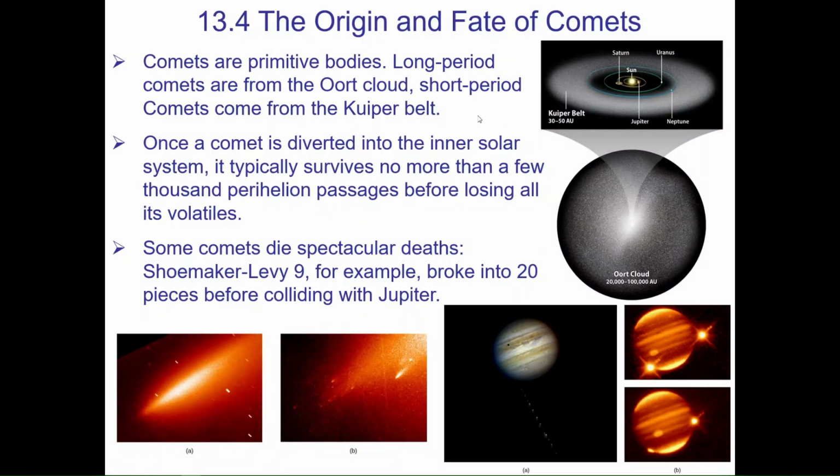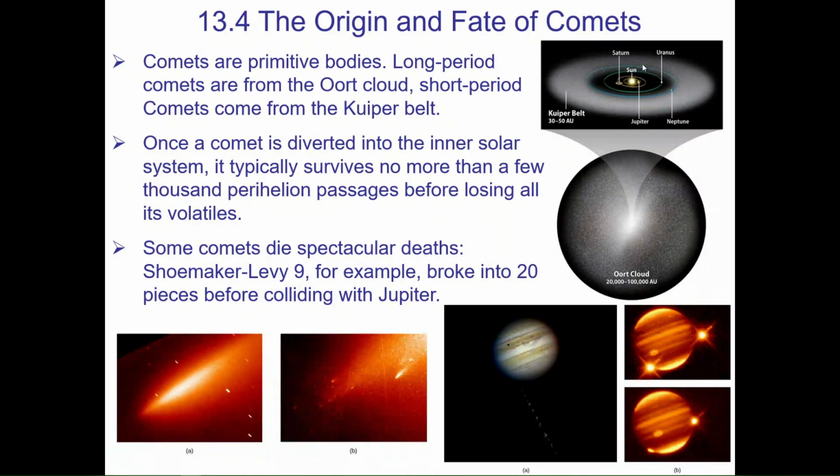And we know asteroids primarily come from the asteroid belt between Mars and Jupiter. And we believe comets, similar to most of the asteroids, are primitive bodies from the early stage of the solar system. The long period comets are from the Oort cloud, and shorter period comets come from the Kuiper belt. Let me use a picture to show where the Kuiper belt is and how large the Oort cloud is.